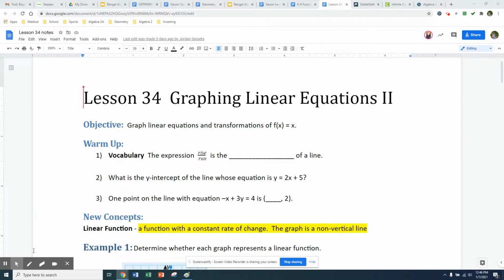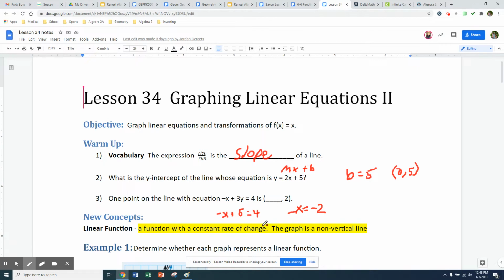The expression rise over run is the slope of a line. Number 2, what is the y-intercept of a line whose equation is y equals 2x plus 5? Well, this is in slope-intercept form. Y equals mx plus b, where b is our y-intercept. So our y-intercept is b equals 5. Or even better, we could write the coordinate. The coordinate of that point would be (0, 5).